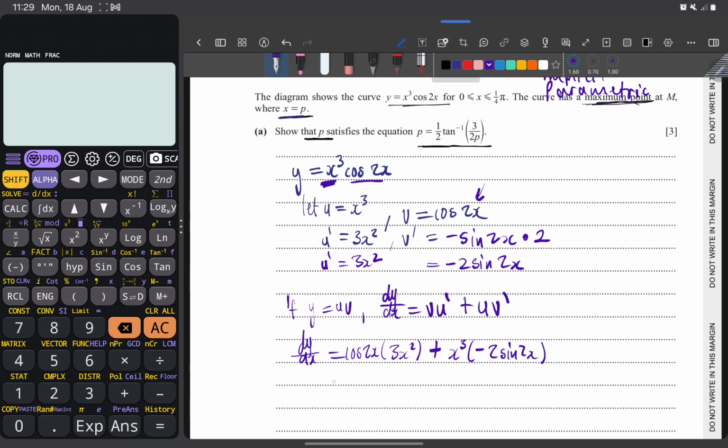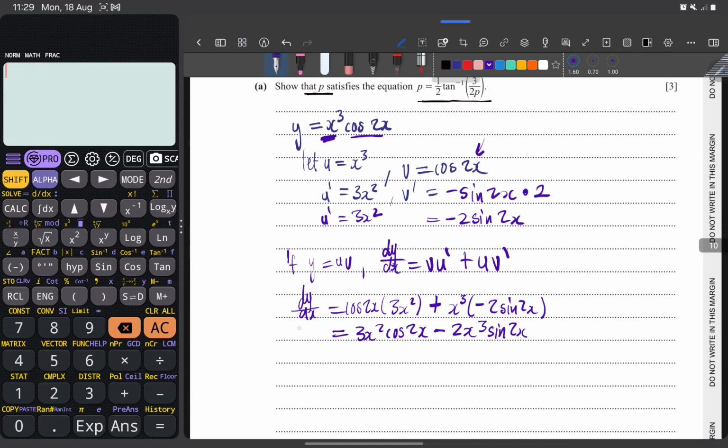And what is this going to give us? 3x squared cos 2x. Then this will become negative 2x cubed sine 2x. This is what we end up having. This is my dy dx.